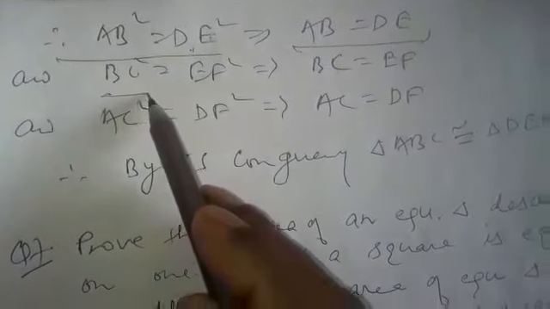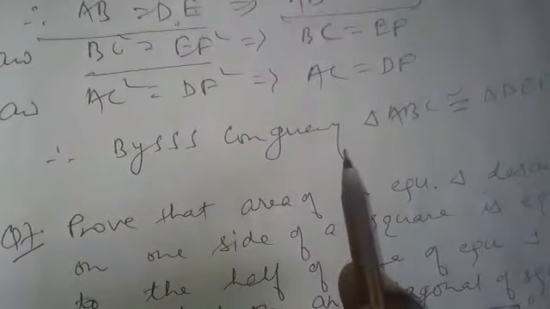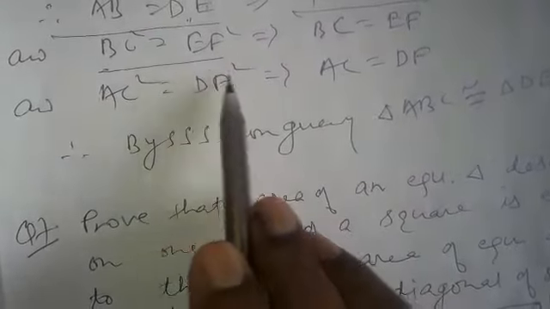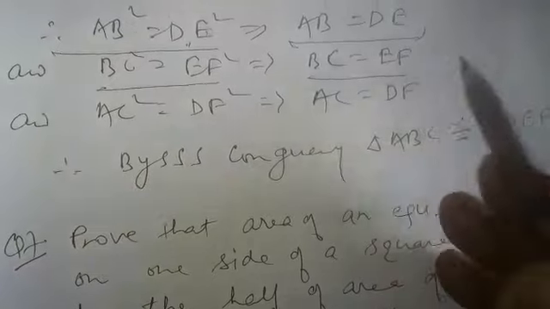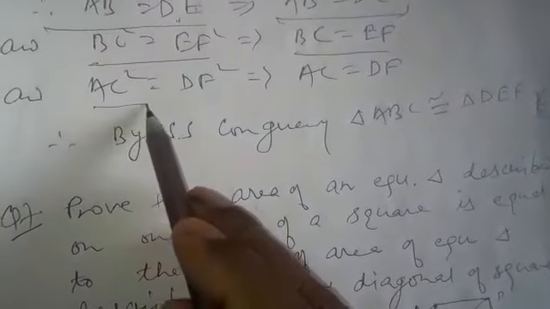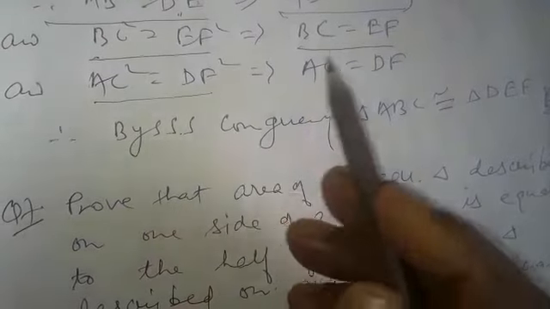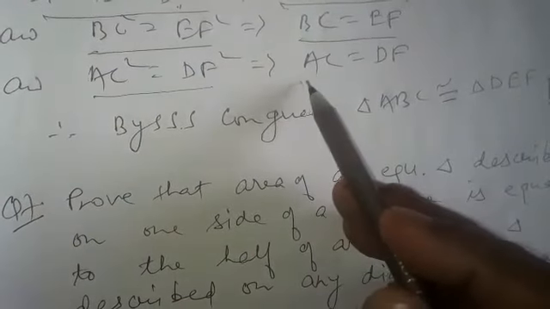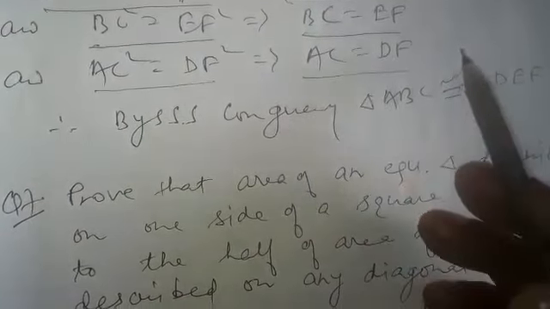Similarly, this BC square is also equal to EF square, and by taking the square root of the LHS and RHS, we get that BC is equal to EF. And again, we find that AC square is equal to DF square. So we can say that AC is also equal to DF.